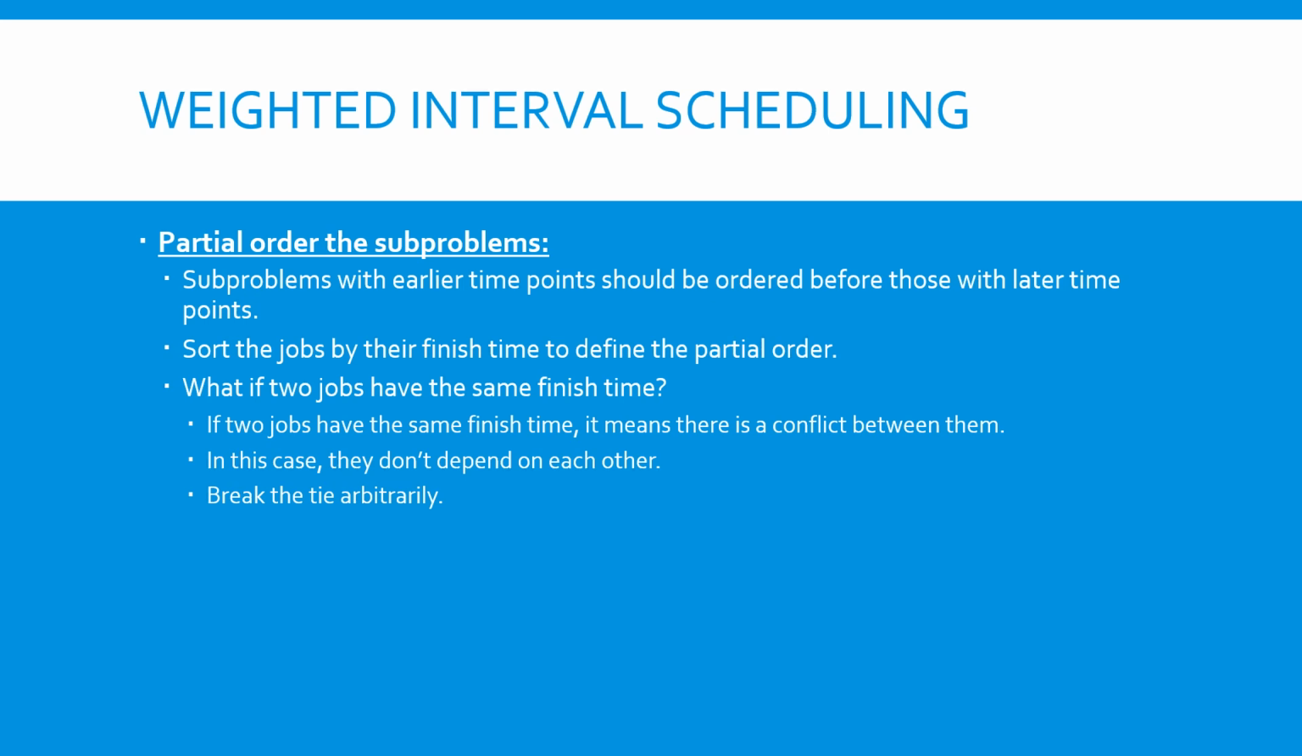Since subproblems are defined based on the finish time of the jobs, we can order the subproblems by sorting the jobs according to their finish times. If there exist ties, we can break them arbitrarily. This is because two jobs that have the same finishing time must conflict with each other, meaning they cannot both be scheduled. As a result, their solutions do not depend on each other, and the way we break the tie does not affect the overall solution.